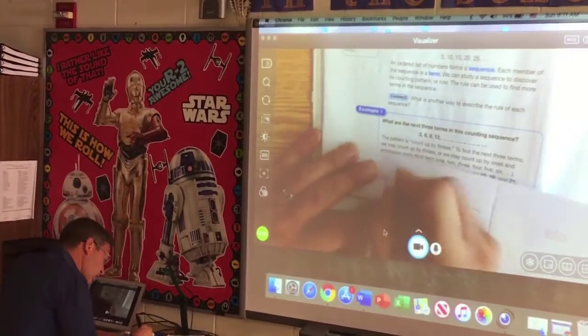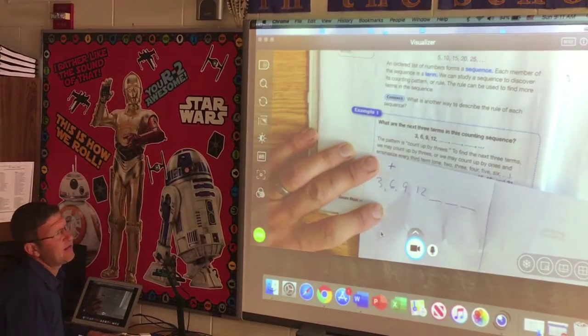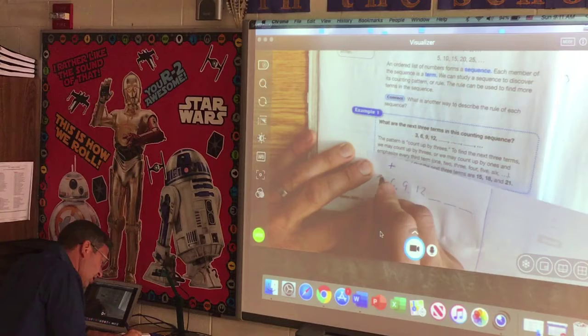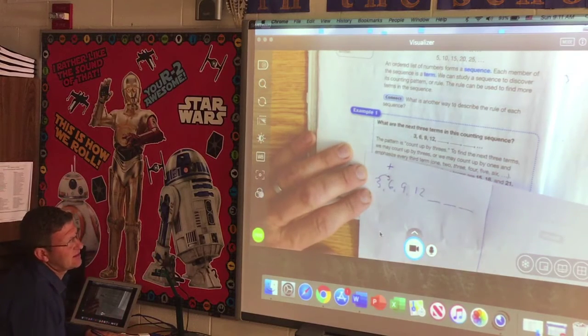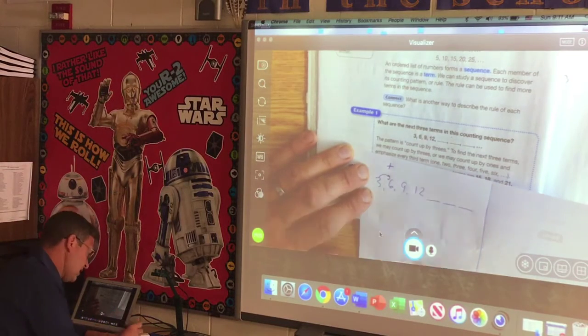So we're going up. So our rule is plus. Now we're going to figure out plus what? 3 plus what equals 6? That's supposed to be an arrow. 3 plus what equals 6?